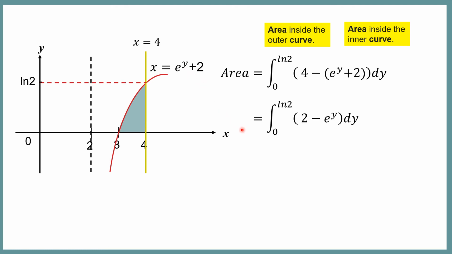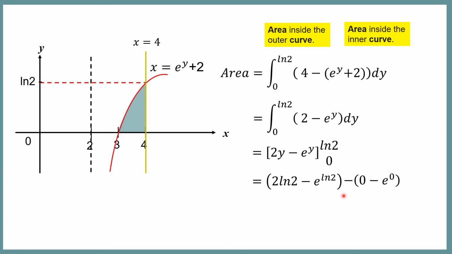Simplifying, integrating, we have 2y minus e to the power of y from y equals 0 to y equal ln 2. Substituting the upper limits, we have 2 ln 2 minus e to the power of ln 2, minus, substituting y equal 0, we have 0 minus e to the power of 0. Thus, the area of the shaded region is 2 ln 2 minus 1 units squared.